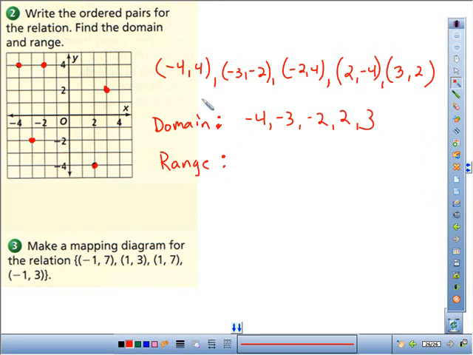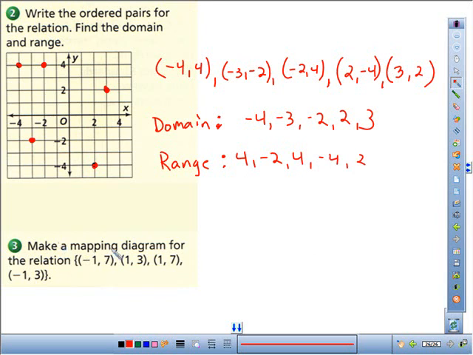The range are the y values. In this case, it would be 4, -2, 4, -4, and 2. Okay?